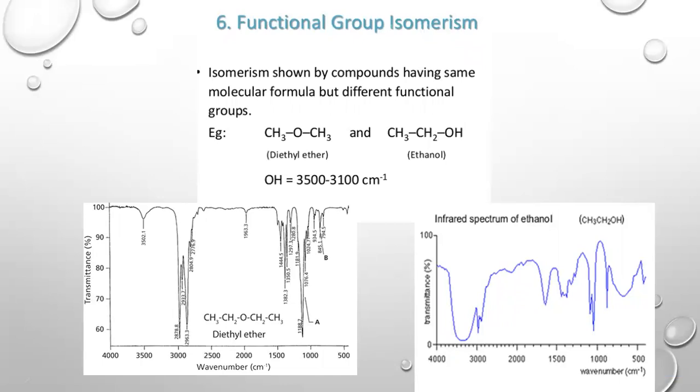Functional group isomerism. Similarly, molecules can have the same molecular formula but different functional groups. Here we can take the example of diethyl ether and ethanol. If we obtain a broad band between 3000 and 3500 cm⁻¹, then we are 100% sure that the molecule has OH stretching. If it is absent, then the molecule will be an ether, and the ether functional group C-O-C, or C-O single bond stretching, is generally observed at 1200 cm⁻¹.